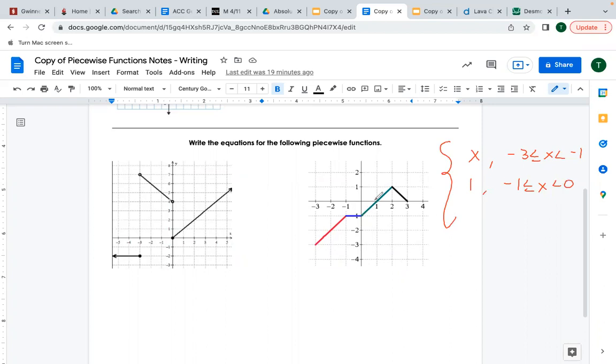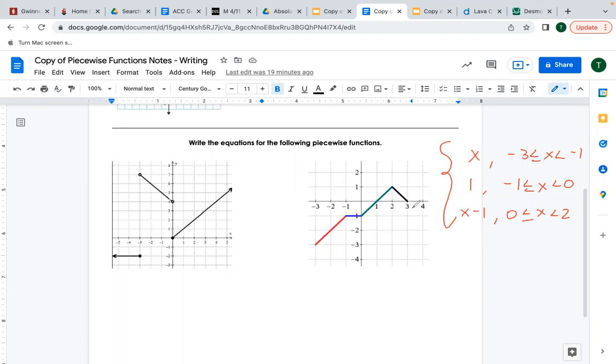So this equation right here, again, is up 1 over 1, but the y-intercept is at -1. So this is going to be x minus 1. And that's going to be from 0, inclusive, to 2, not inclusive. Okay, again, the reason why I'm making that assumption is because this black line is overlapping that green line. Again, one of them just has to be touching that.